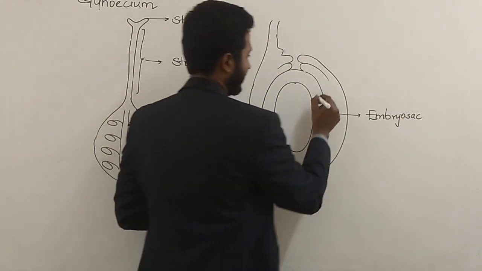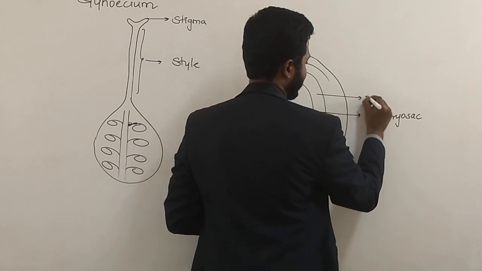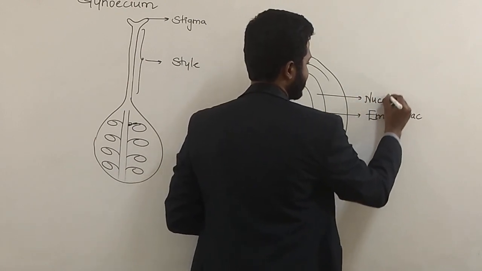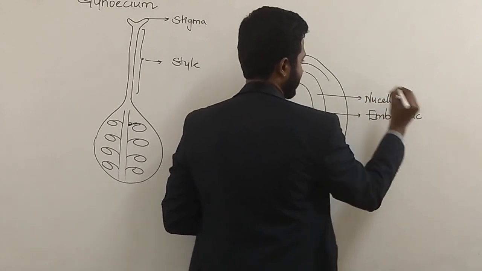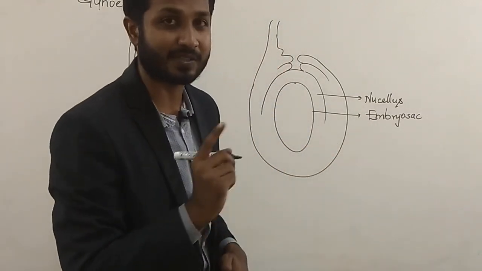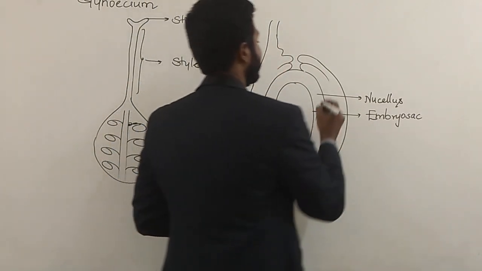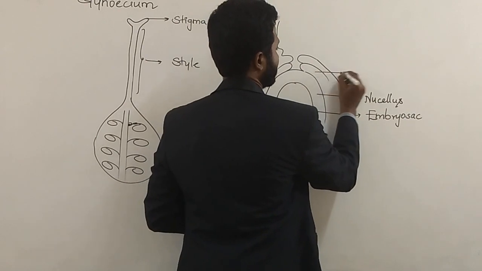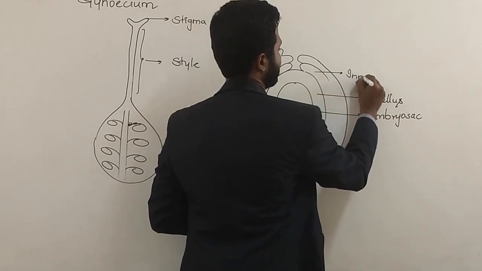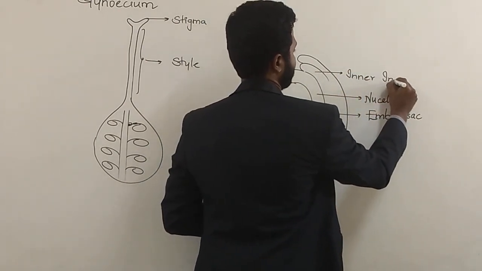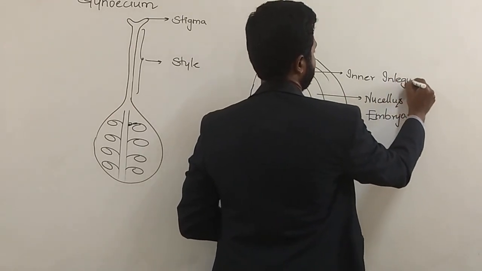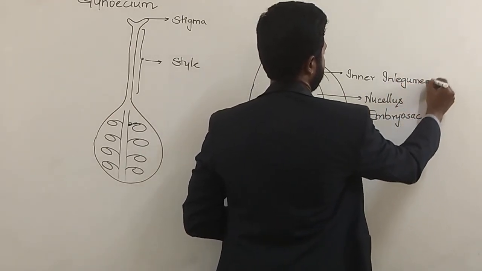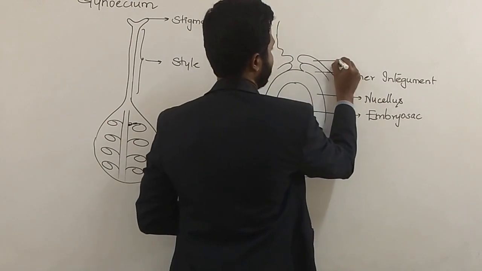What is embryo sac surrounded by? It is surrounded by nutritive tissue called as nucellus. It is not nucleus, it is nucellus. Then nucellus is surrounded by integuments. Inner integument, and outer integument.